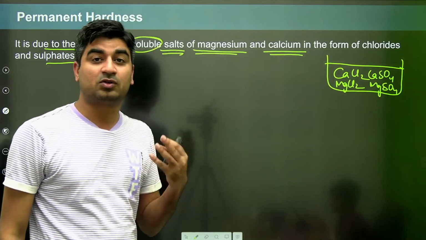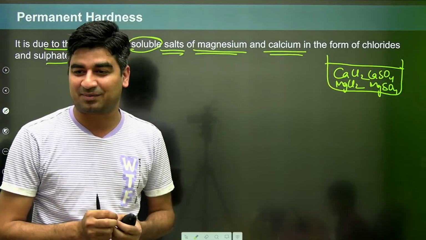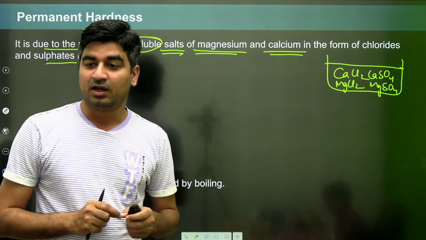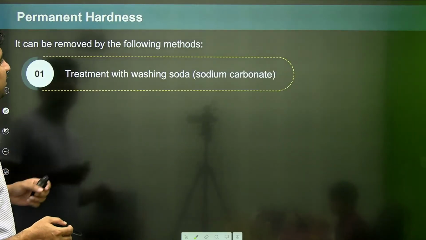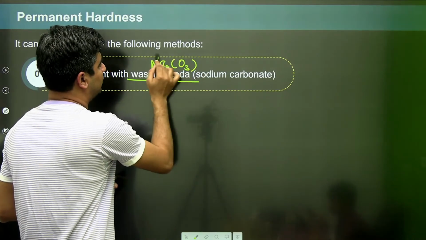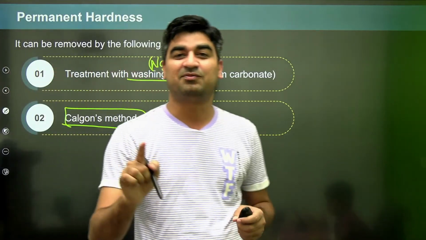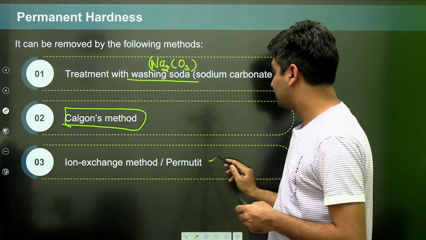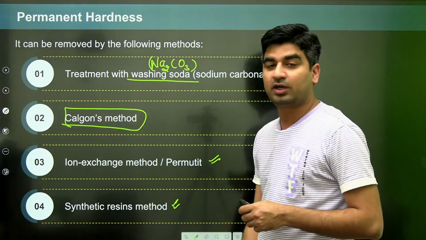Why permanently hard? Because this hardness cannot be removed easily like simple boiling or using the Clarke method. To remove this particular hardness, we have to use some special methods. And what are those special methods? It can be removed by following methods. Method number one, treatment with washing soda. So what is washing soda? This is Na2CO3. Second point is Calgon's method. This method was asked in February attempt 2021. Next is ion exchange method or permutit method. Next one is synthetic resin method. So I'm going to take all these methods.